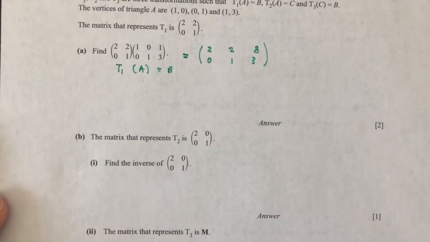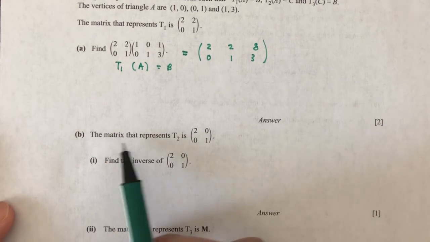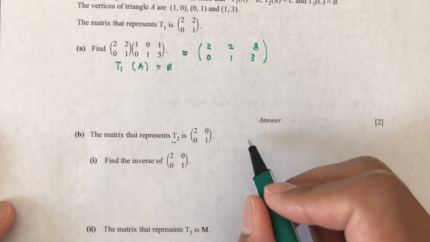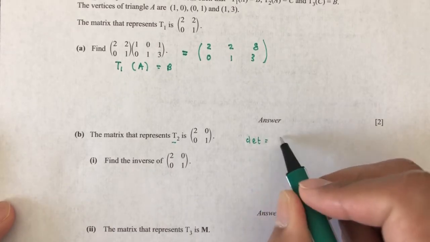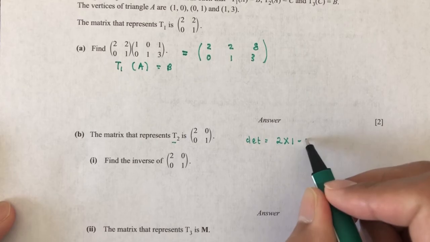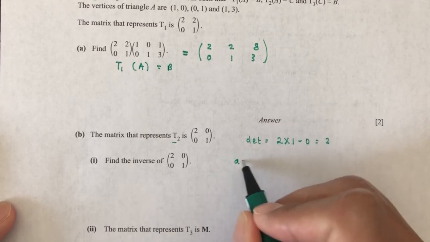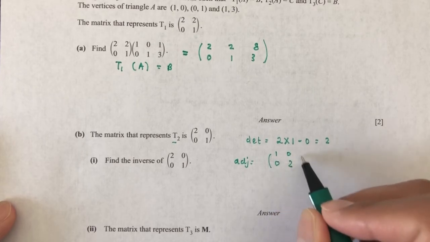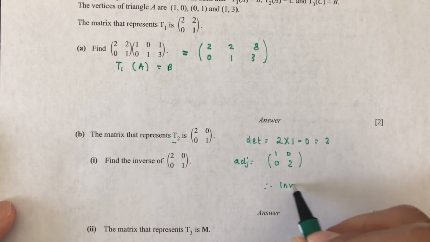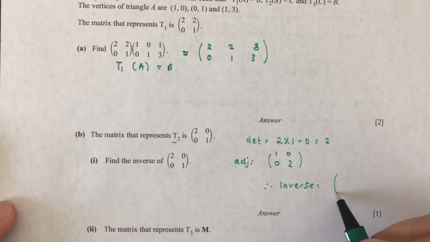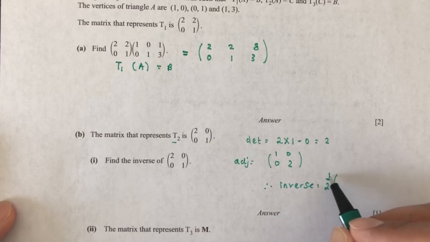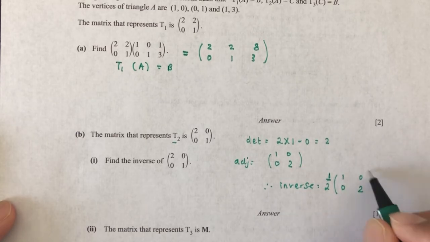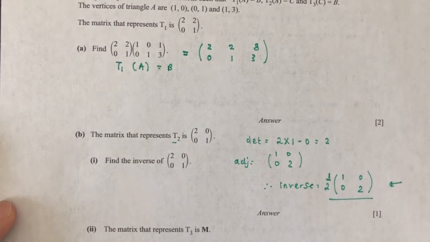Okay, so now moving on to part B, we have the matrix T2, which is 2, 0, 0, 1. Find the inverse. For the inverse, we first need to find the determinant, which is 2 times 1 minus 0, which is 2. Now what is the adjugate matrix? It will be 1, 0, 0, 2. So the inverse will be 1 over 2, which is 1 over the determinant, times the adjugate matrix 1, 0, 0, 2. And that is your answer for part B.